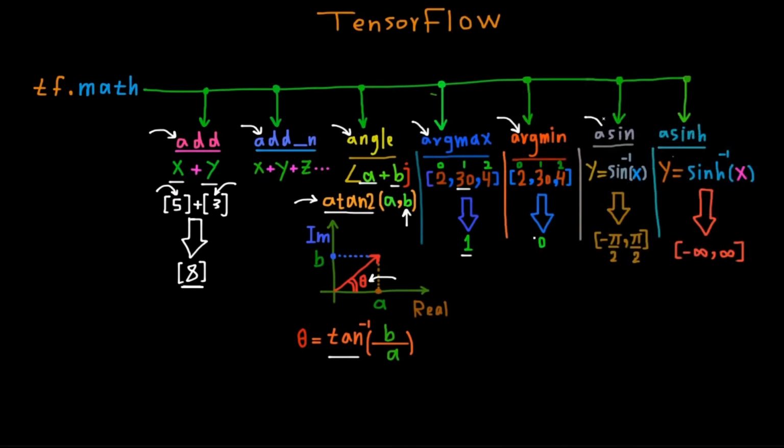Now let's take the inverse sine function. This function computes the trigonometric inverse sine of x element-wise. Let's say we have a tensor x, and we will apply the inverse sine function on this tensor. So the result is y. The elements or values in tensor y must lie within this range, from minus pi over 2 to pi over 2.